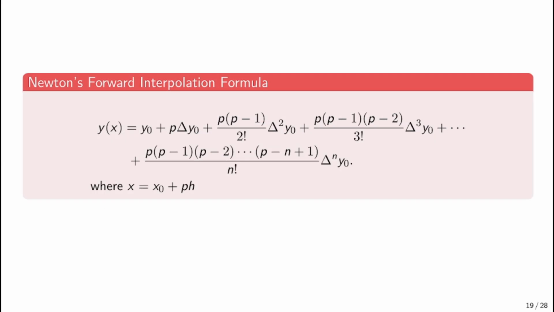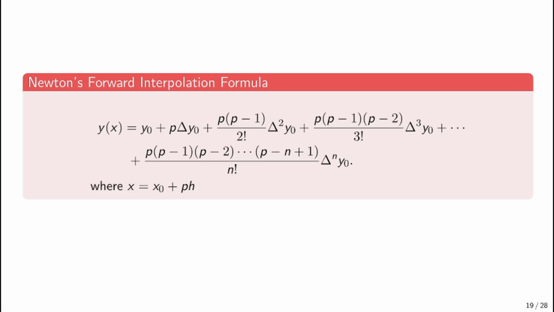Now we want to make some change of variable. We know that x is equal to x0 plus ph. So once you differentiate this, dx will be equal to h dp. So wherever dx is there, we can replace it with h times dp. Also, our integrating limits are from x0 to xn, so the value of p also varies from 0 to n.